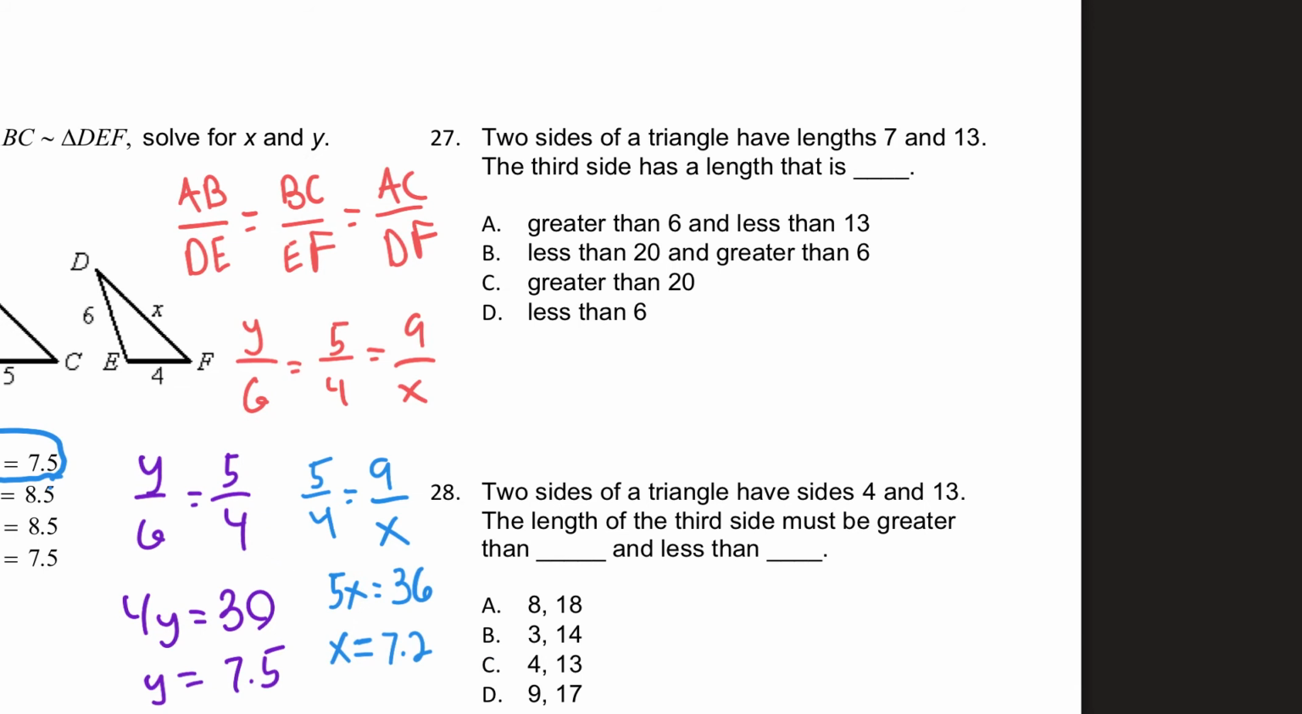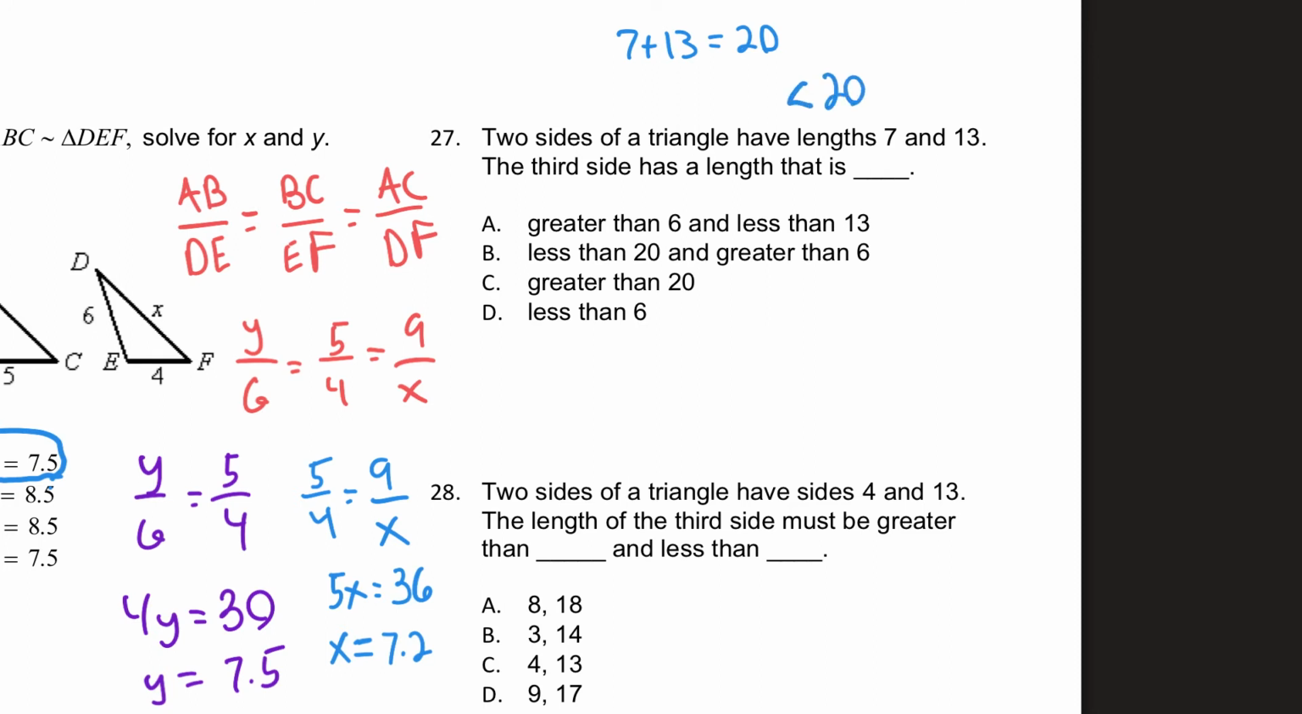Two sides of a triangle have the length 7 and 13. The third side has a length that is... Okay, so 7 might be the smallest side, or it might be the middle side. And 13 might be the middle length side, or it might be the longest side. So we have to solve this both ways. So first, I'm going to assume that 7 and 13 are the smallest sides. So 7 plus 13 equals 20. So I know that my third side has to be smaller than 20.